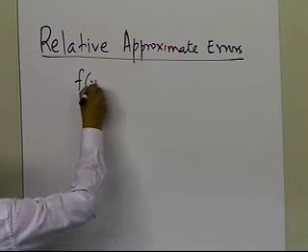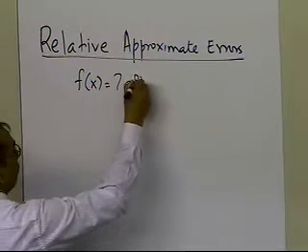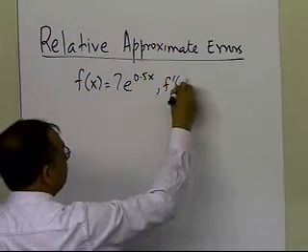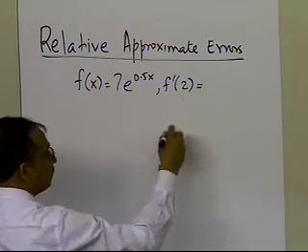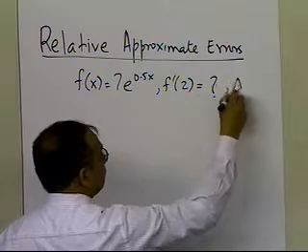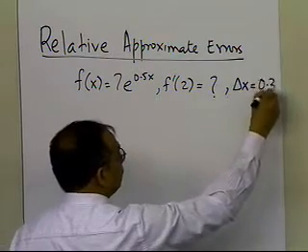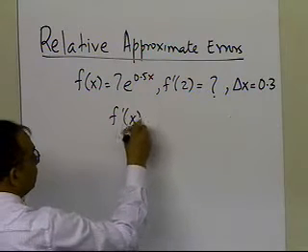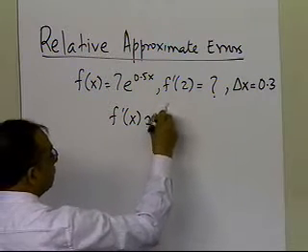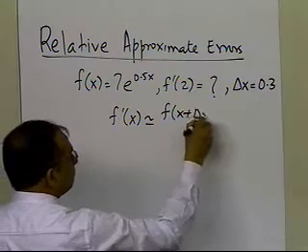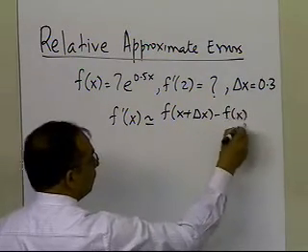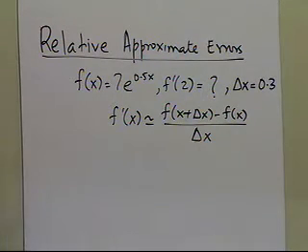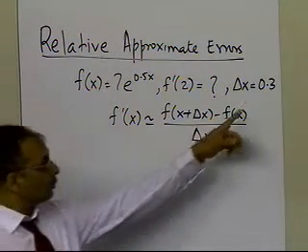So let's suppose you have f of x equal to 7e to the power 0.5x. Somebody is asking you to calculate f prime of 2, and saying, hey, use delta x equal to 0.3 and use this formula to calculate your derivative of the function. This is an approximate formula because in this case your delta x is not approaching 0. So you're choosing a finite value of delta x to be 0.3.